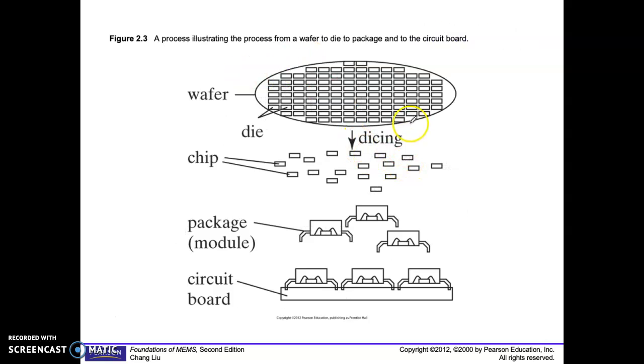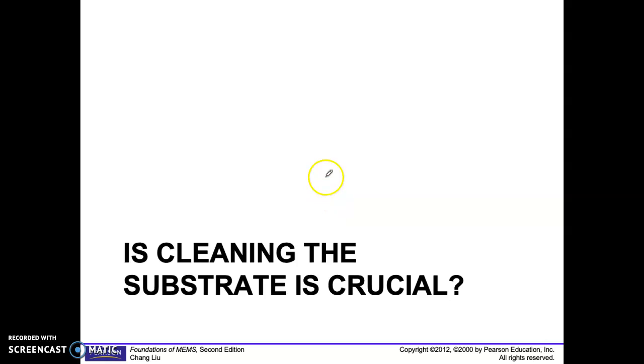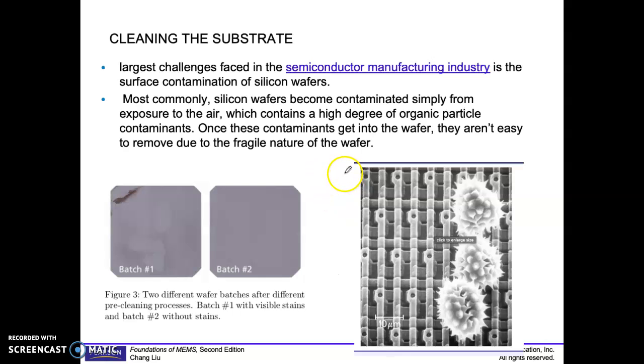Okay, so this is again the process of the circuit board. If you're going to integrate your MEMS device with the IC device, inside one chip here there is a MEMS and IC device, and we're going to do dicing, and all the MEMS and IC will be packaged in one module.